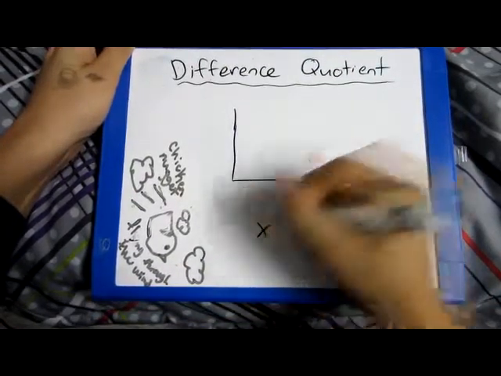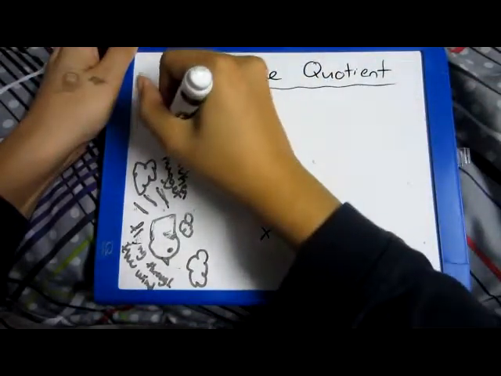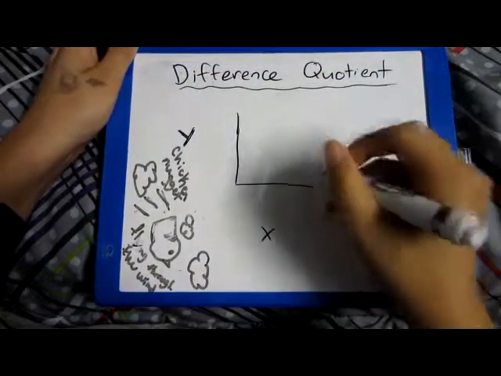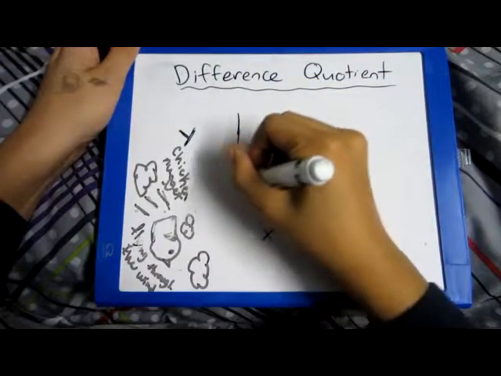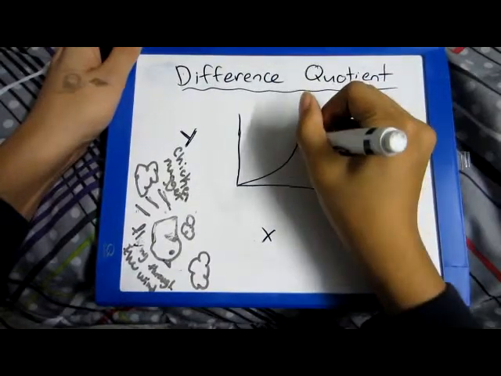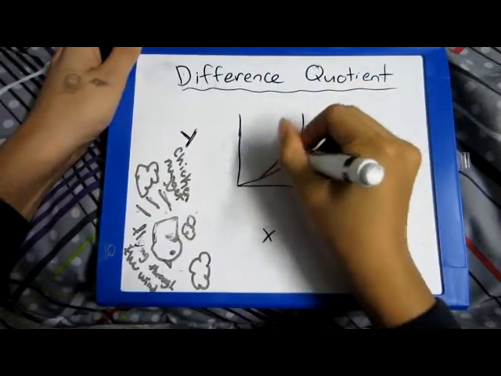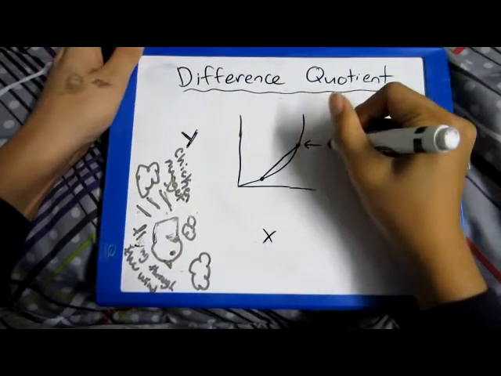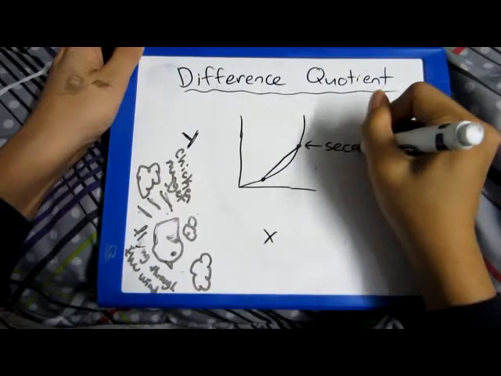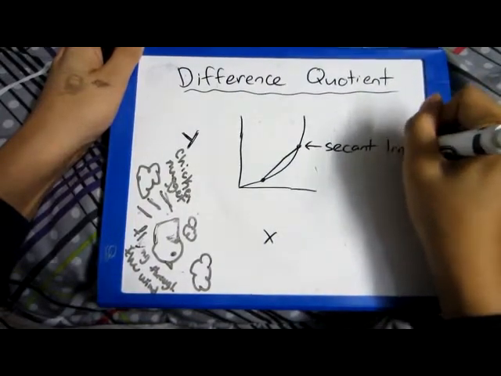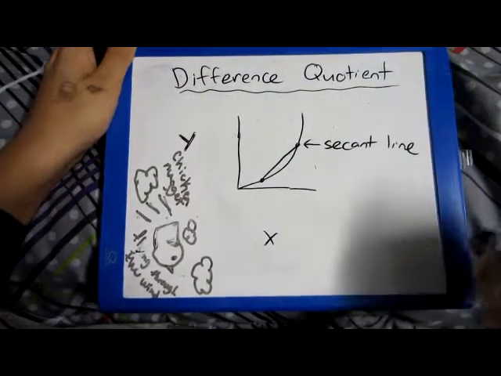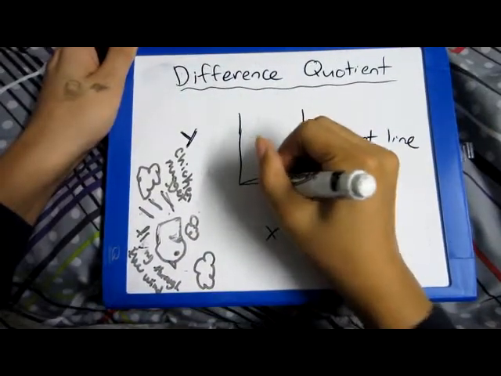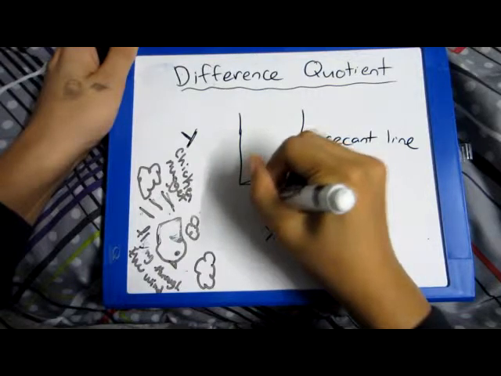Now to start, we will draw a graph with two axes, as we would normally, an x-axis and a y-axis. And following that, we will draw a curve. And on this curve, we will make 2 points that are connected by a line, and this line is known as the secant line. Now, the definition of a secant line is a line that touches 2 points on a graph.